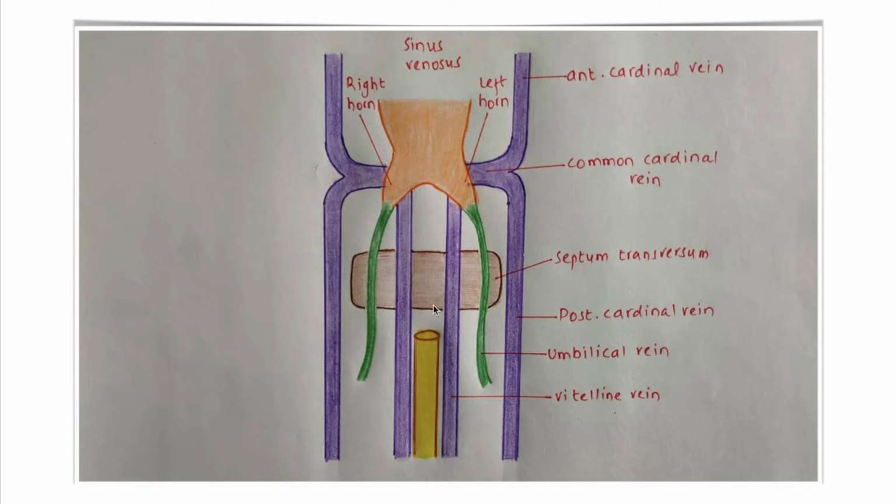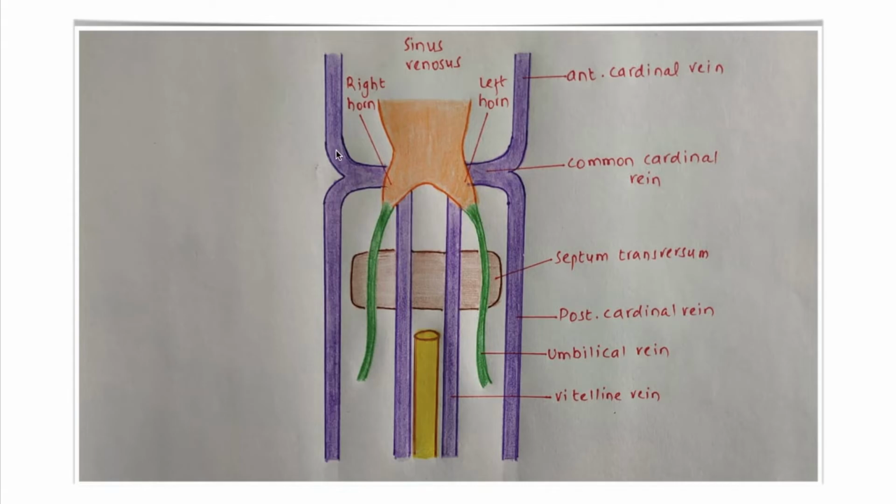Now this is the septum transversum. So these 4 veins will pass through the developing septum transversum, whereas these 2 common cardinal veins open respectively into the right and left horn of the sinus venosus. The common cardinal veins are formed by fusion of the anterior and posterior cardinal veins. So this is the right anterior and posterior cardinal vein, and this one is the left anterior and posterior cardinal vein.